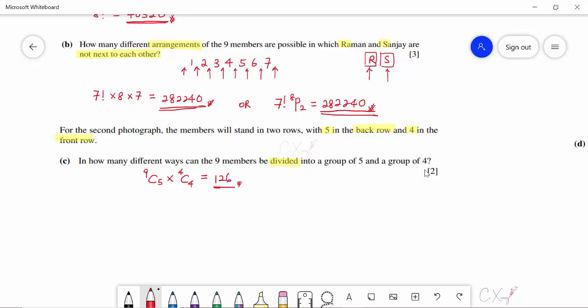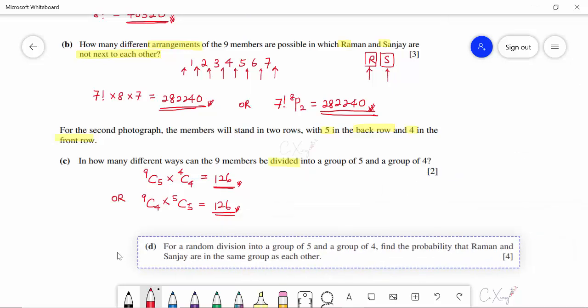Or you can do it the other way. That means you want to choose 4 persons to the front row first, so it will be 9C4. And the remaining 5 persons, you choose all of them into the back row. So it will be equal to 126 also. So it depends on how you think about it. No matter how, you can see that the answer is still the same, which is 126. Okay, so this is about the combination. Then now we continue to part D.